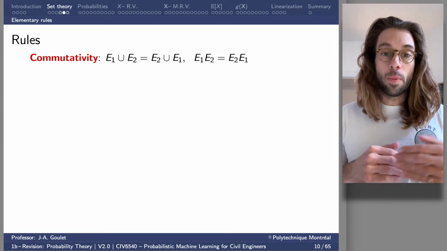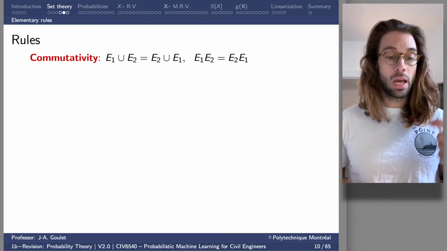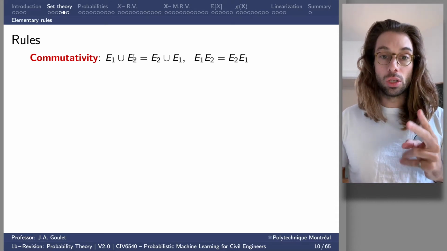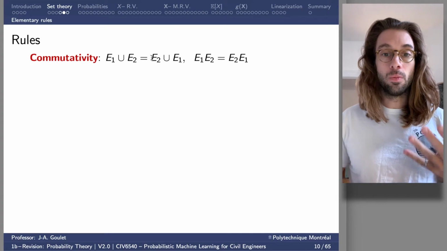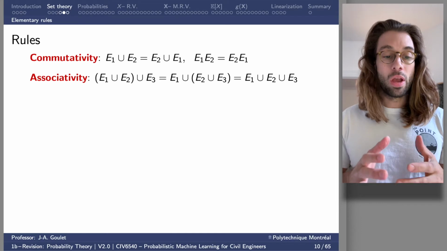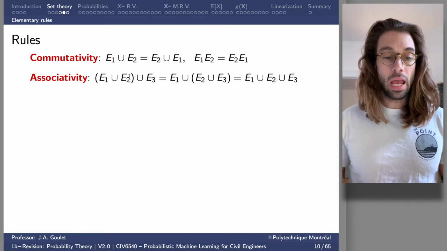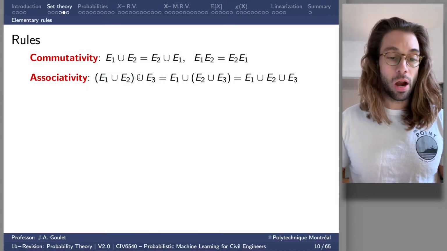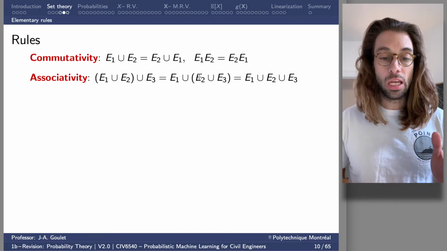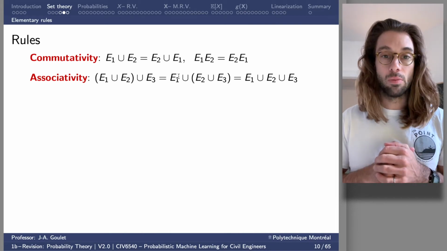If we develop the rules a little more, the first one is commutativity. E1 union E2 equals E2 union E1, and the same holds for the intersection. We also have the associativity rule. If I have E1 union E2 in parentheses, which has priority over E3, I can move the parentheses by first doing E2 union E3 and then the union with E1. This gives exactly the same result.